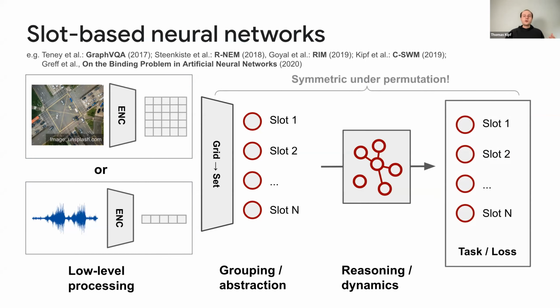And so the core component here is really that everything that happens in this slot space or latent space is symmetric under permutation. So there's no real meaning for slot 1 to be slot 1. Slot 1 isn't specializing to be a car or a dog slot, but any slot can capture anything in the input.